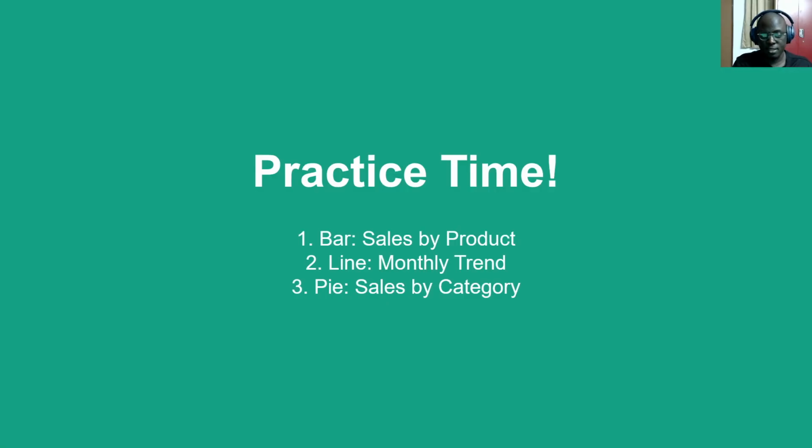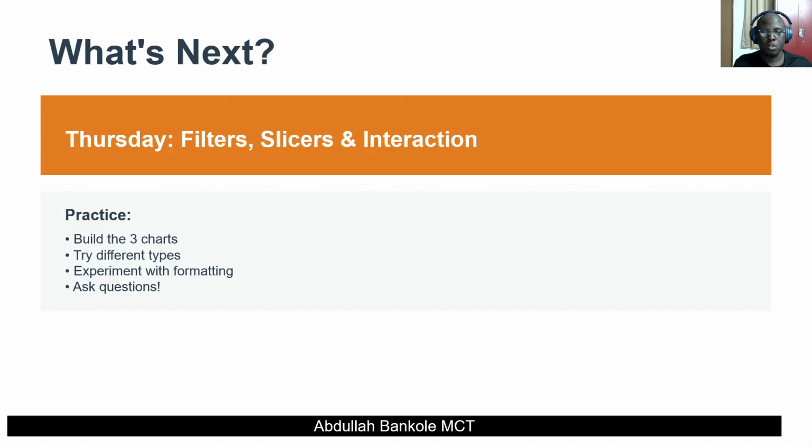So we've done the practice already. We've shown the sales by product, monthly trend. We've done all this already. So next class, this is what we're going to be doing. We're going to be talking about filters, slicers, and interaction.